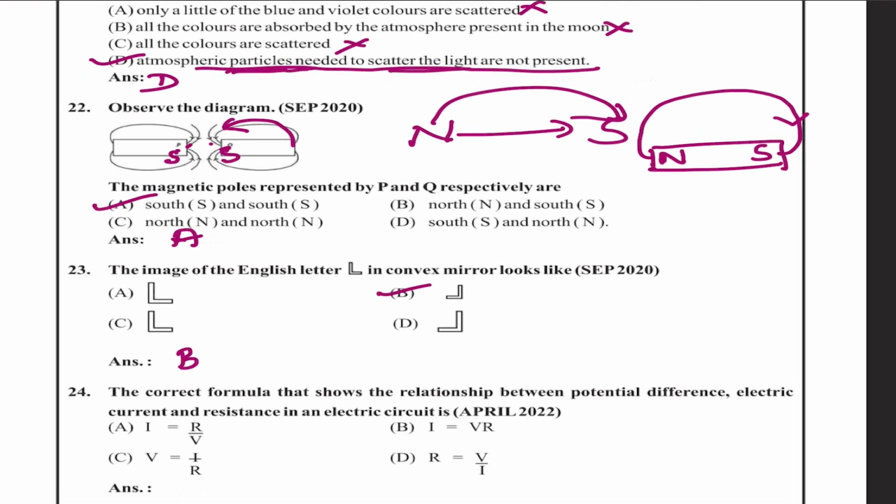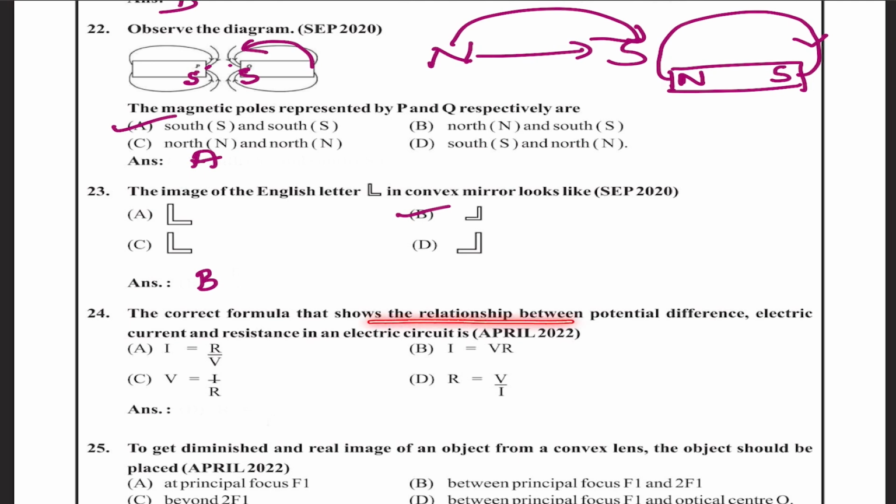Coming to the next question, the correct formula that shows the relationship between potential difference, electric current and resistance in an electric circuit is, we very well know that the law or the formula which connects potential difference, electric current and resistance is V is equal to I into R. So if I calculate for I, it will be I is equal to V by R. Here in the first option we have it as R by V, hence it is wrong. And we also have that I is equal to V into R. No, this is also a wrong formula.